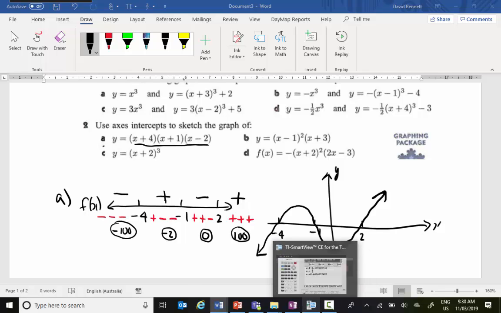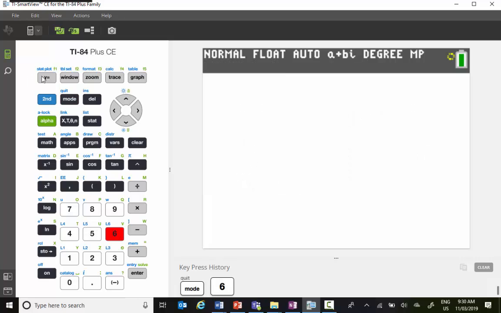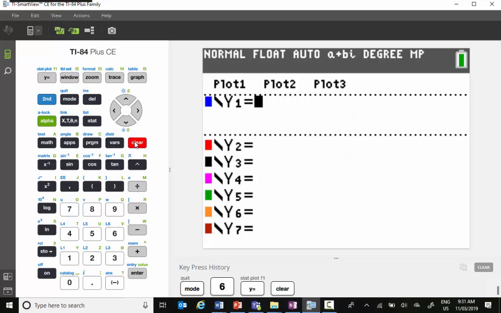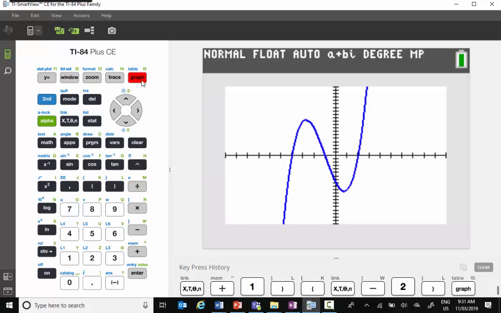Now I could easily check that on my graphics calculator. If I come to my graphing, I'm going to clear that. So I'm just going to put it in exactly as I see: bracket x plus 4 bracket, bracket x plus 1 bracket, bracket x take 2 bracket. I'm going to graph that, and that's what I see. So my graph matches with what I'm expecting to see with my functions there.